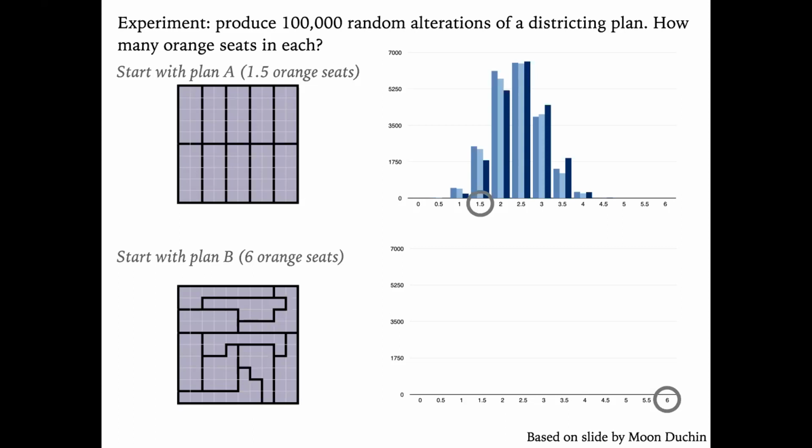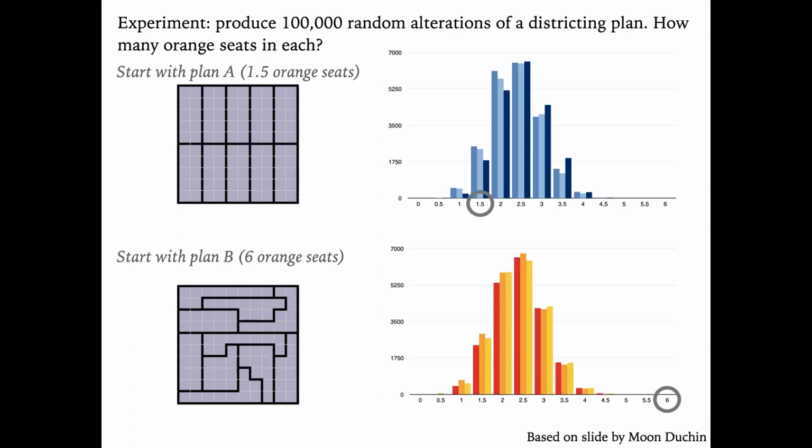And 1.5 is seeming like a pretty reasonable number of seats for orange to win. We would also have accepted 2, 2.5, 3, 3.5 as reasonable because they're all in the fat part of the visible part of the distribution. Let's start with plan B. So we start with this plan that's shown and we wander, we recombine and resplit, recombine, resplit 100,000 times. Okay, that's the first run, second run, third run.